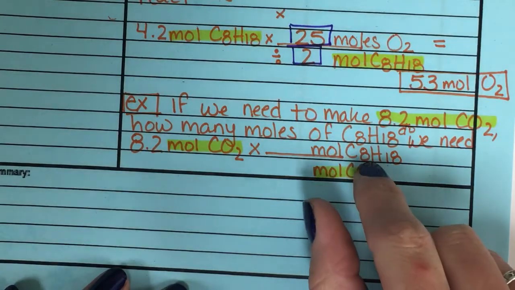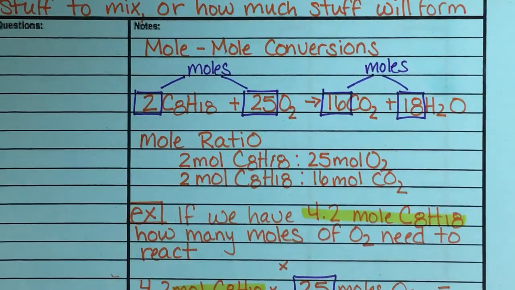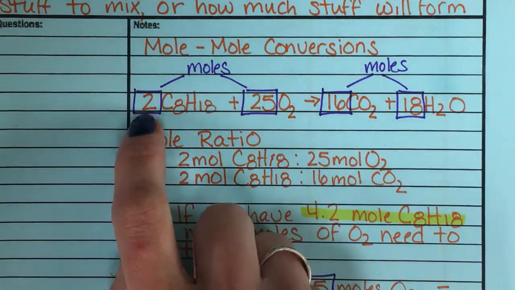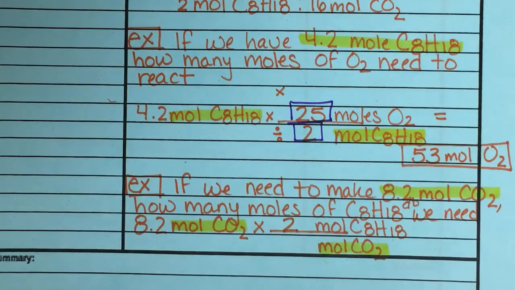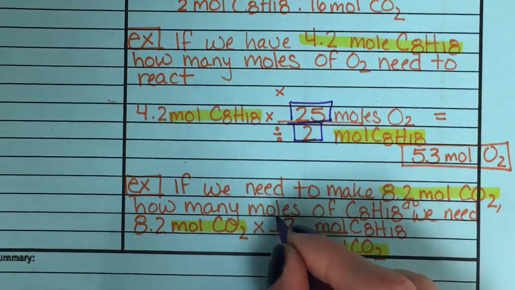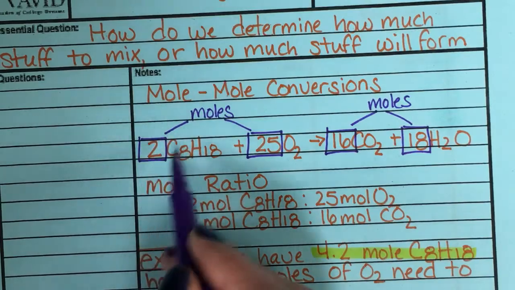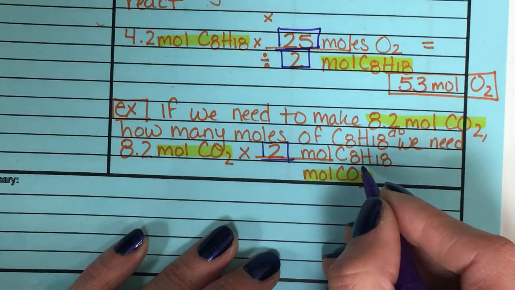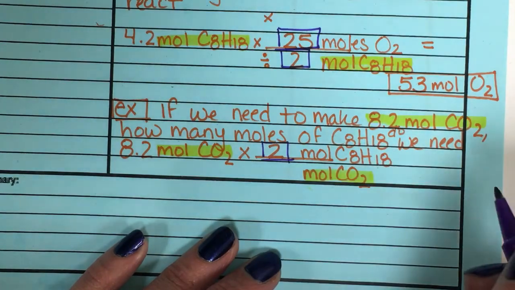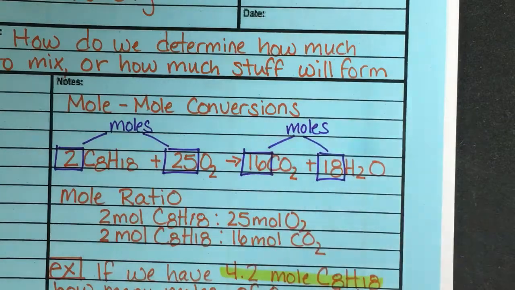So moles of C8H18. I look up here. I had 2 of them. So I put my 2 here. I'm going to go ahead and put it in a purple box because it was in a purple box up there, so I remember where it came from. Okay. CO2 is on the bottom. Again, I look at my chemical reaction. I had 16 moles of CO2.